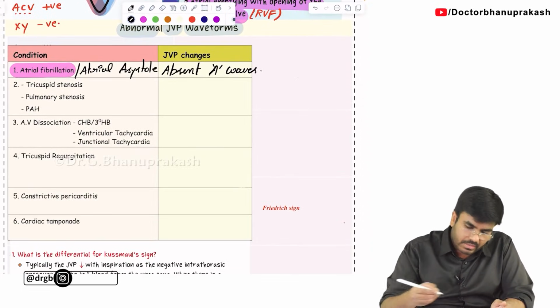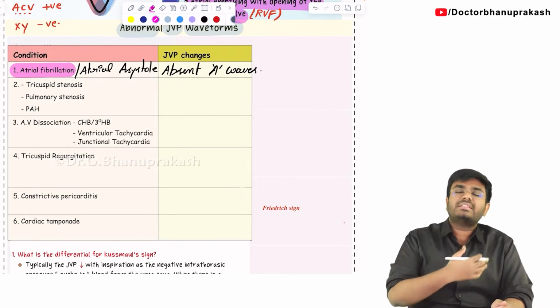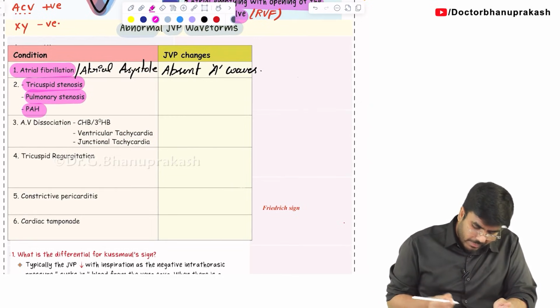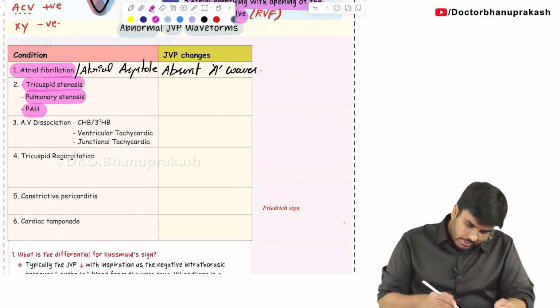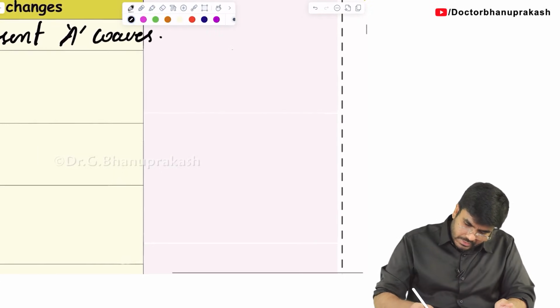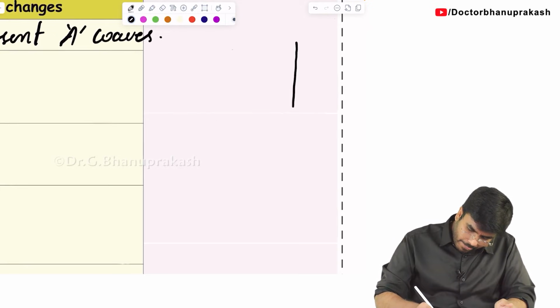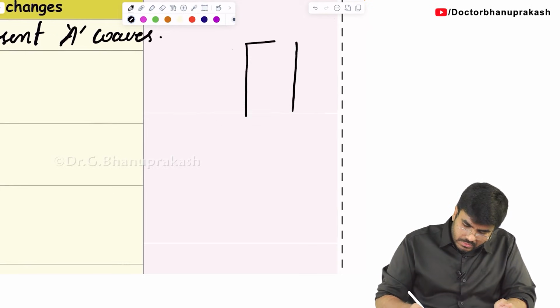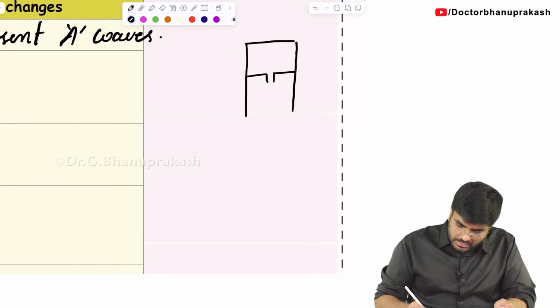Next, what if the patient is suffering from right-sided problems, that is tricuspid stenosis, pulmonic stenosis, pulmonary artery hypertension? For example, let me make a small diagram for you. This is the right side of the heart. This is the right atrium. Here is the right ventricle.